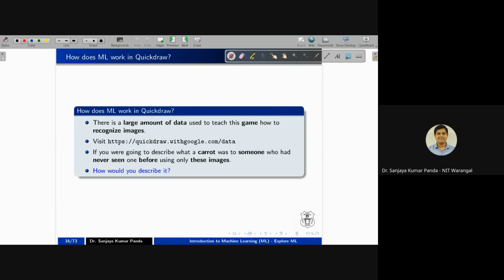That's why, if you are going to describe what a carrot is to someone who had never seen one before, using only these images, you have to ensure that all types of patterns and properties related to carrot are included in your model. Otherwise, your model will not be able to recognize a carrot image. So you have to go for all types of variants, not only the rectangle or only the triangle variants, in order to recognize it. In this way, machine learning works in QuickDraw.